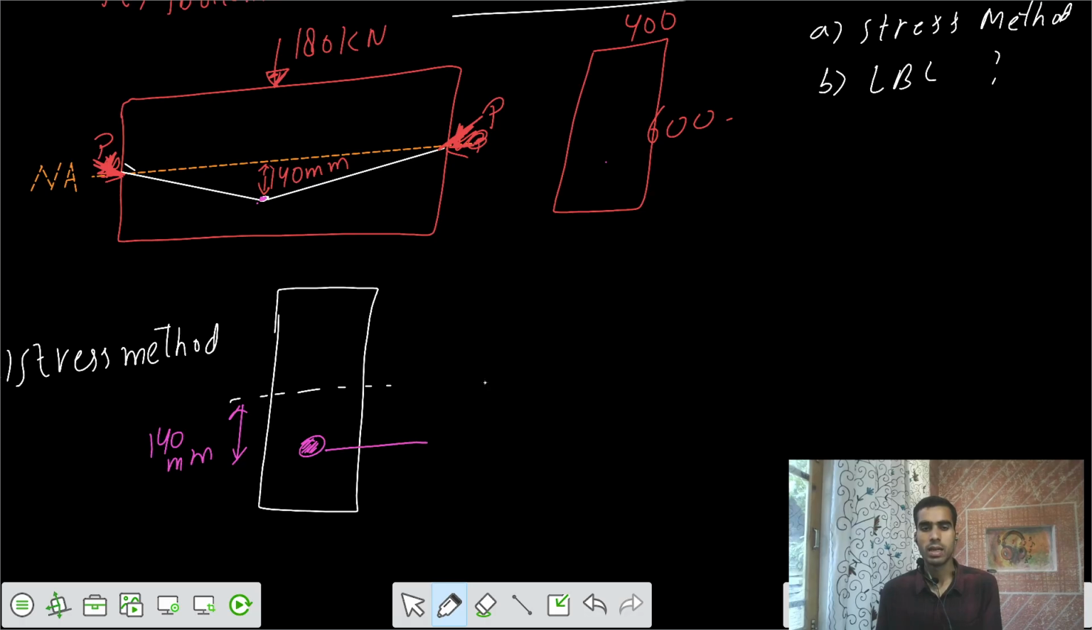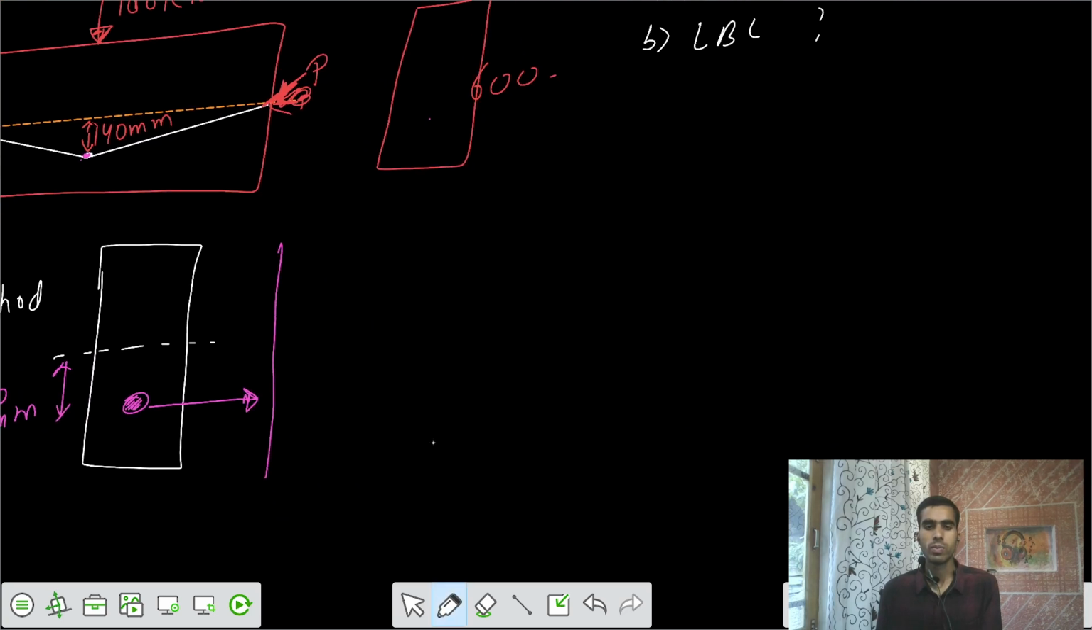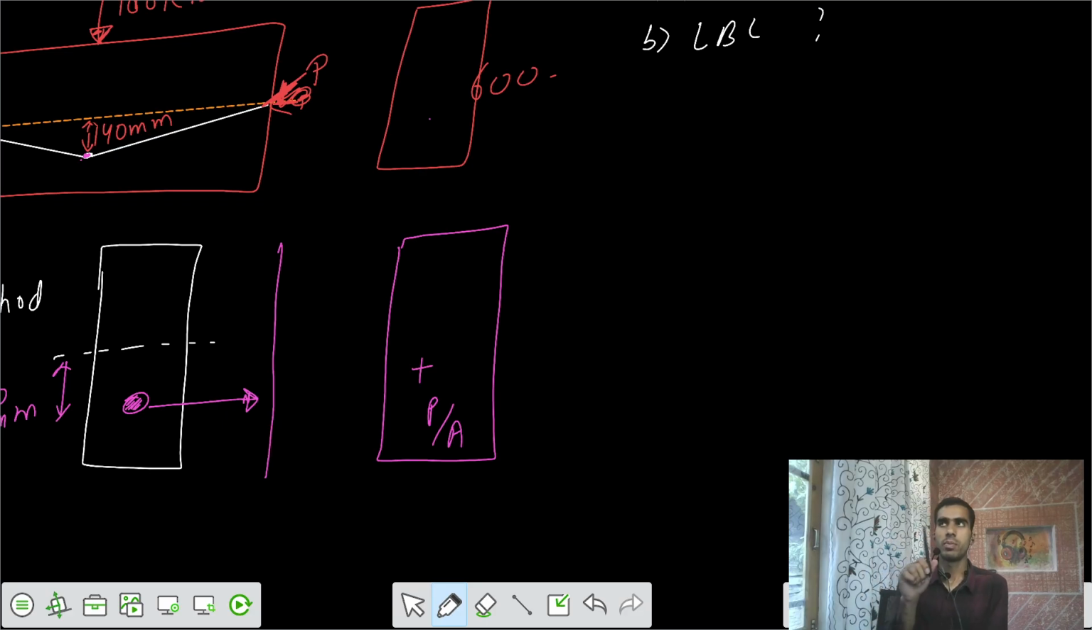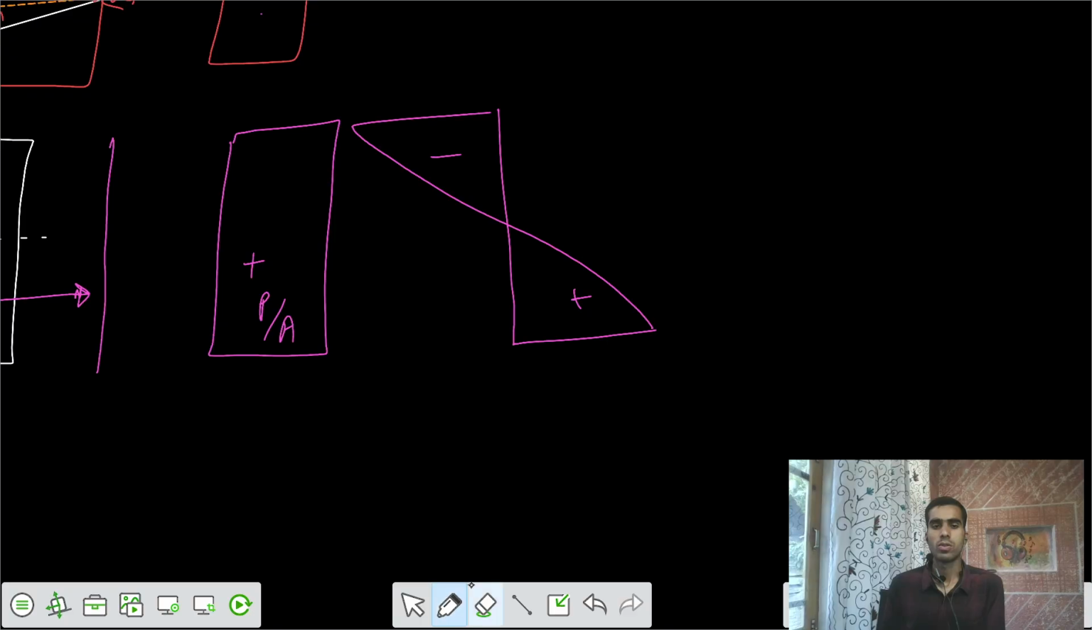So then if there's some P force acting on this cross section, then your stresses developed are P by A, and one more stress because of this P eccentricity below the neutral axis, so a moment gets developed, that is a hogging moment. So because of that we have compressive stresses at the bottom and tensile stresses at the top. And the value is equal to PE by Z.